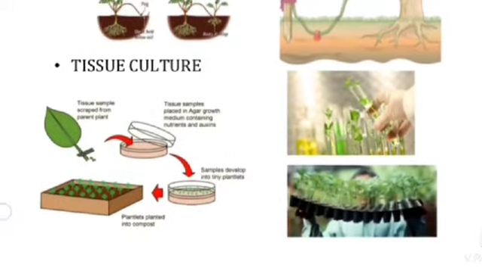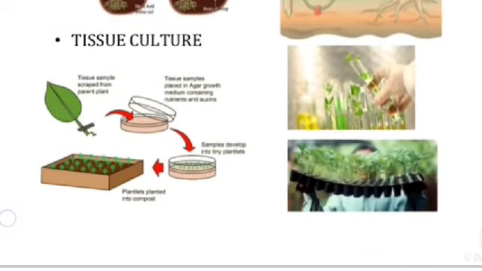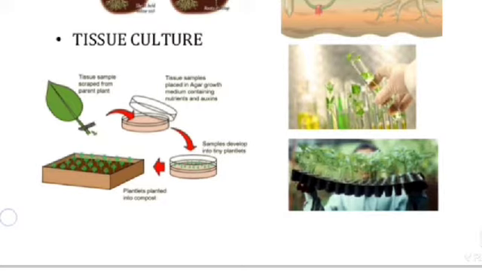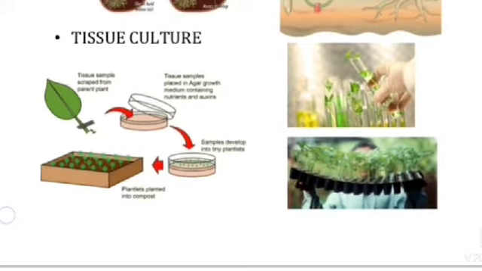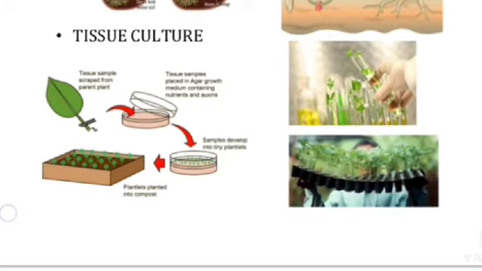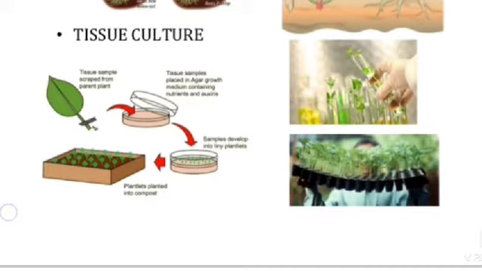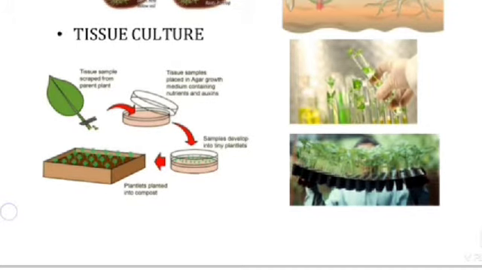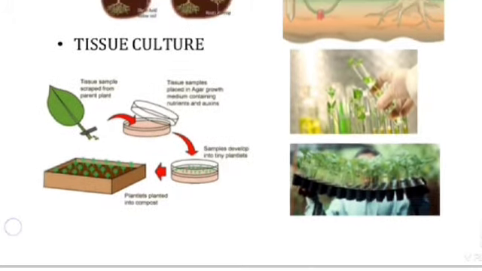Tissue culture. A tissue sample scraped from the parental plants is called an explant. Tissue samples are placed in an agar growth medium containing nutrients and auxin. For example, the MS media with added auxin.